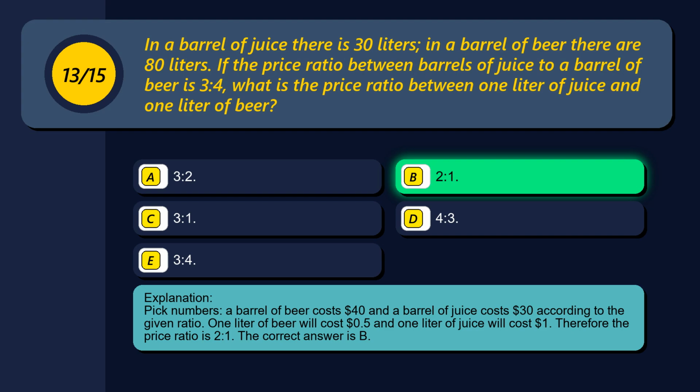Pick numbers. A barrel of beer costs $40 and a barrel of juice costs $30 according to the given ratio. 1 liter of beer will cost 50 cents and 1 liter of juice will cost $1. Therefore the price ratio is 2:1. The correct answer is B.